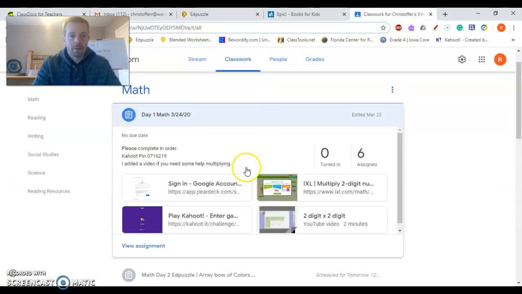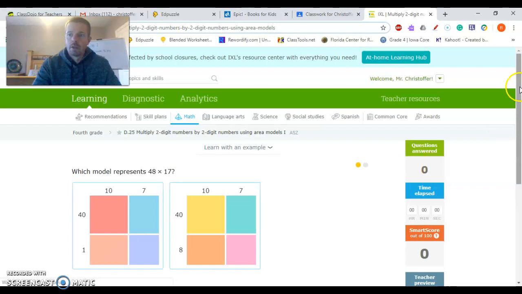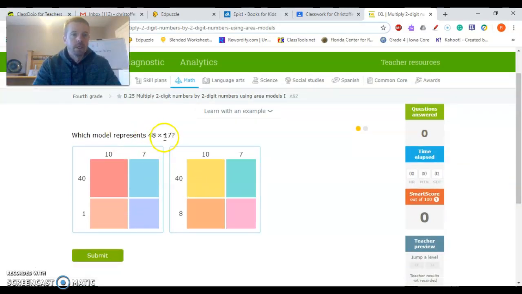After they have completed that, they will go to IXL. And on IXL, they will complete this activity, which is, again, working on the same strategy as we were working on before, so using that array model. And they have to decide which of these would represent 48 times 17. They're going to break 48 into expanded form, so 40 and 8, and they're going to do the same thing for 17, so 10 and 7. Okay?